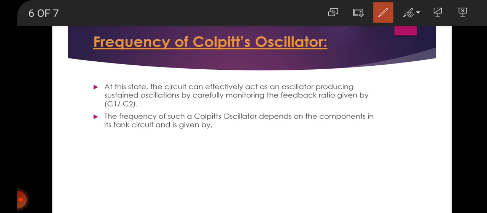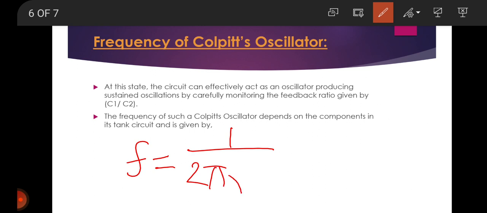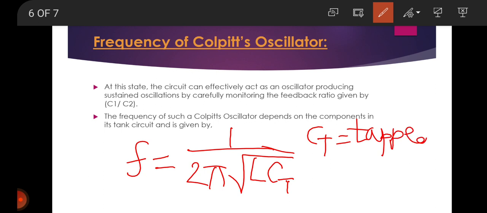Therefore, see the frequency formula. F is equal to one upon 2 pi into square root of the components used in the tank circuit, that is, the value of inductor L and CT. Here CT means tapped capacitors. That is, C1 and C2 capacitors are tapped. That is, both are connected.